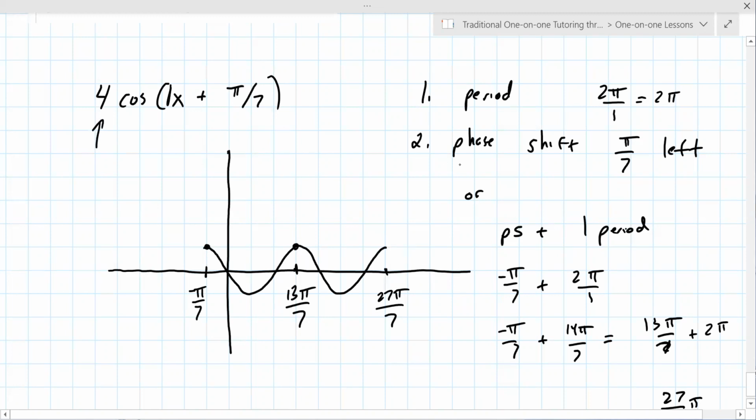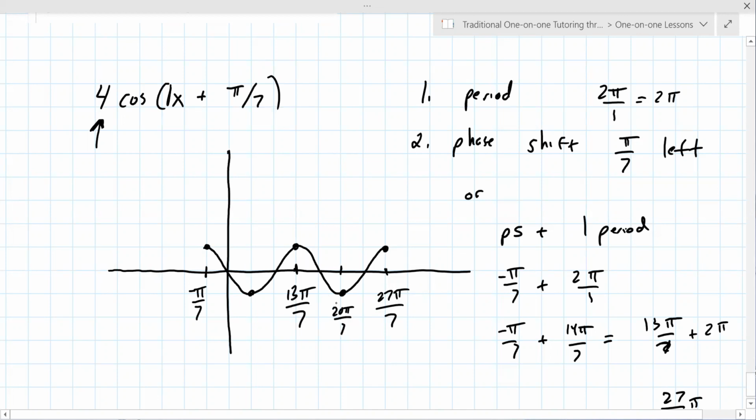You have to do the period and the phase shift first. Do not do anything else besides those. The next thing is you deal with the amplitude. So this 4 stretches everything. So every critical point here, and I guess I need to answer that question, Niko, better. This point is important. It's the midpoint of these, or the average. So if you add them together, that's 40 pi over 7 divided by 2. So it's 20 pi over 7.